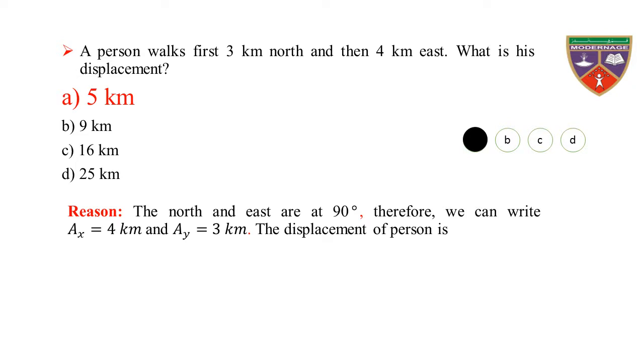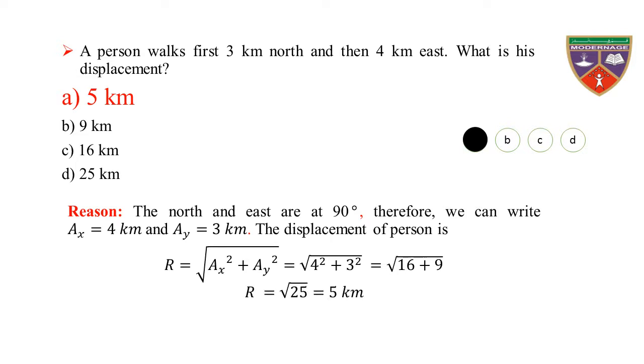Reason. The north and east are at 90 degree, therefore we can write Ax is equal to 4 kilometer and Ay is equal to 3 kilometer. The displacement of person R is equal to square root of Ax square plus Ay square, which is equal to square root of 4 square plus 3 square, which is equal to square root of 16 plus 9, which is equal to square root of 25, which is equal to 5 kilometer. Hence, the displacement is 5 kilometer.